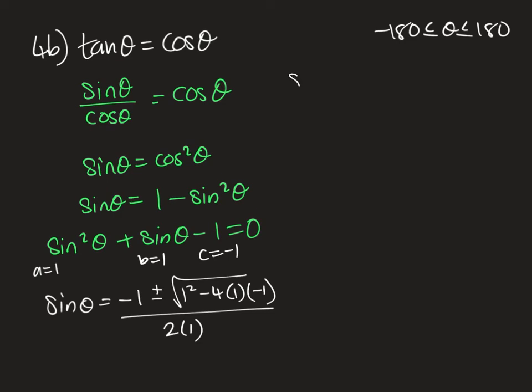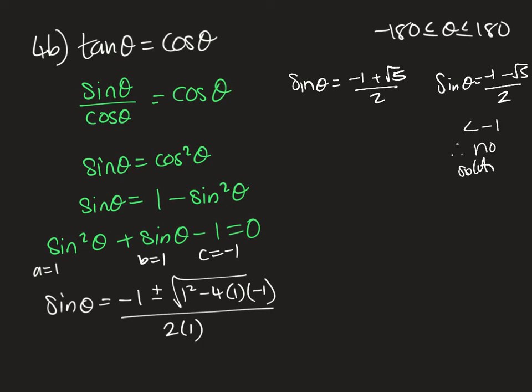That gives us the 2 solutions for sin theta is negative 1 plus root 5 over 2, or sin theta is negative 1 minus root 5 over 2. Now the second one, negative 1 minus root 5 over 2, that is less than negative 1, therefore there are no solutions because the graph of sin theta only exists between negative 1 and 1.